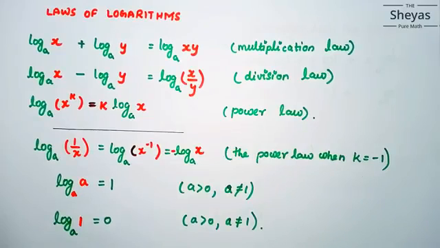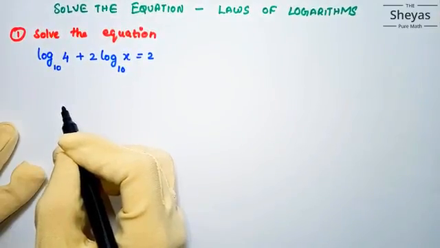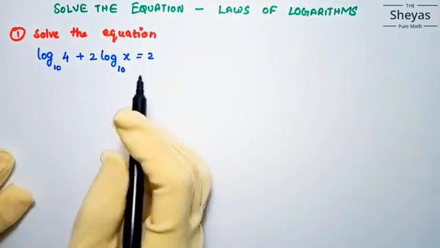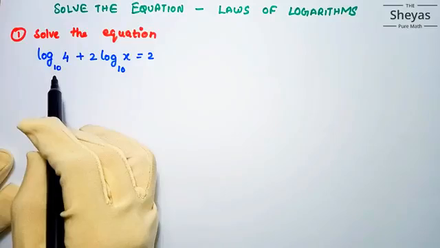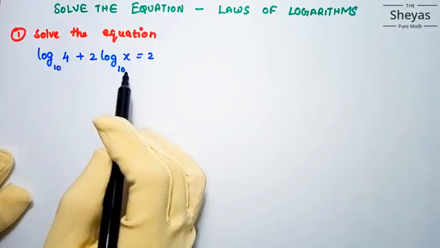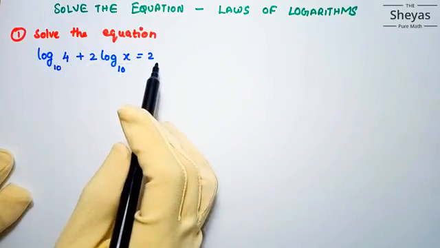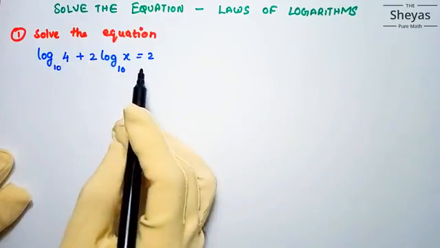Let us start solving the equations. So problem number 1, we are going to solve the logarithmic equation: log to the base 10 of 4 plus 2 log to the base 10 of x is equal to 2. Okay. Now we are going to solve this.